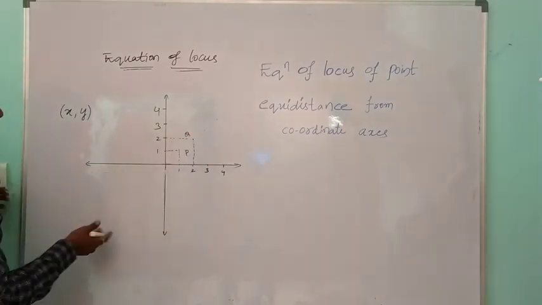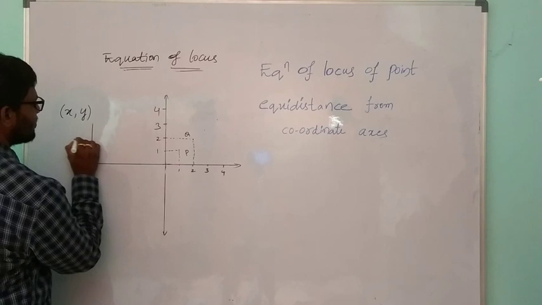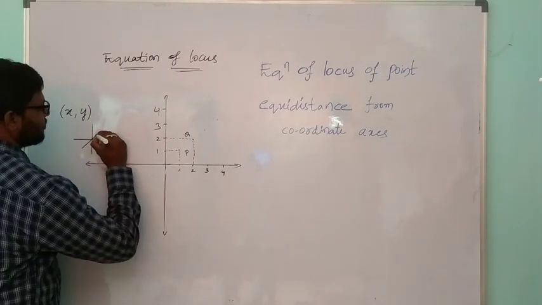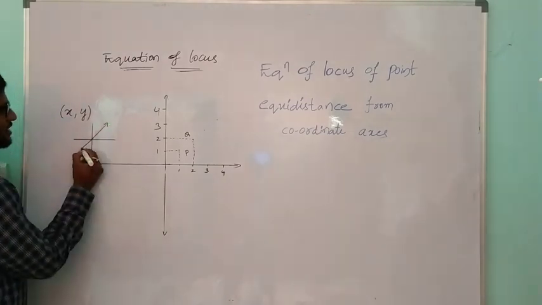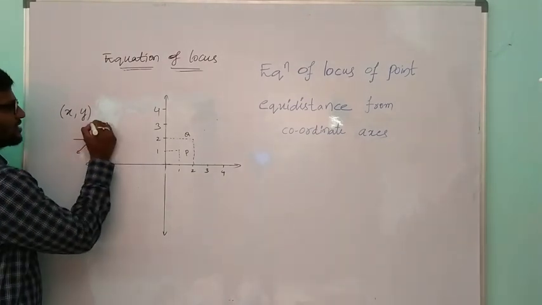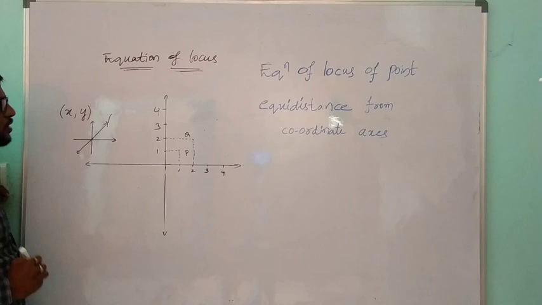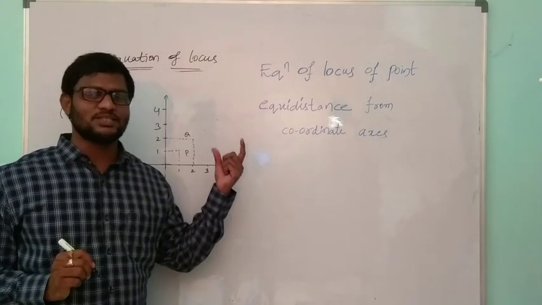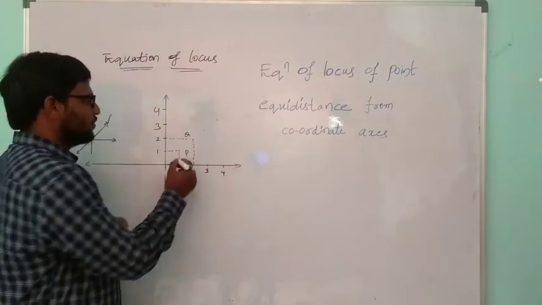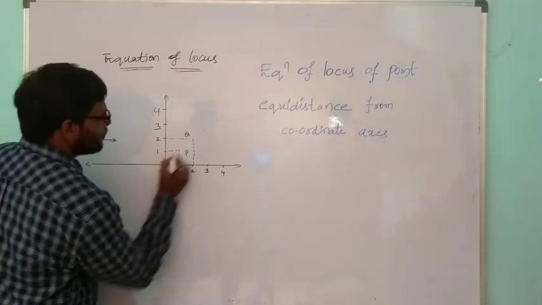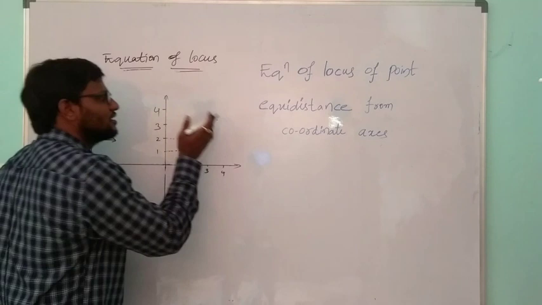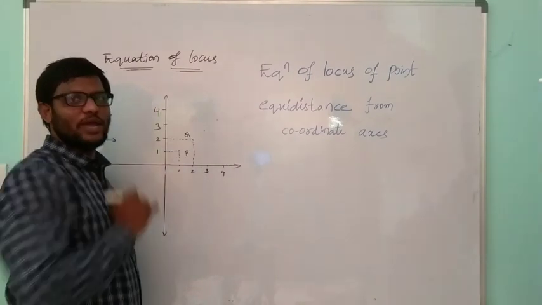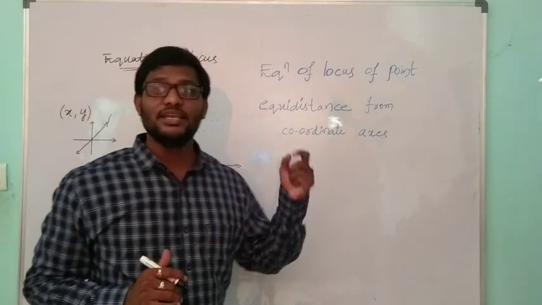So we'll get a straight line like this. If this is the coordinate axes, then this line will be the locus of points equidistant from the x axis and y axis. So this is a locus. In this straight line, each and every point satisfies one condition. What is the condition? If you take any point on this straight line, that point will have the same distance from the x axis and also the y axis.